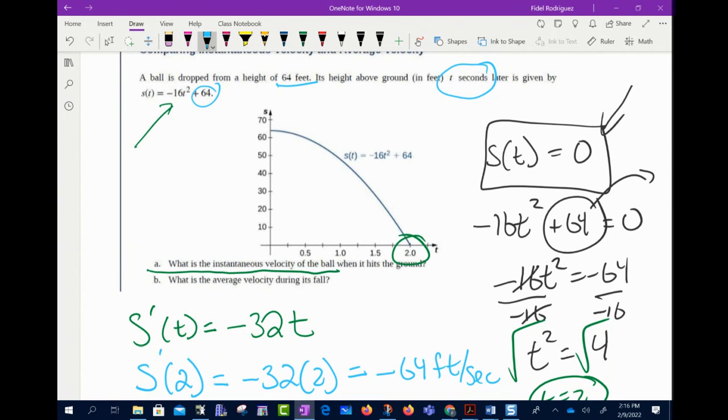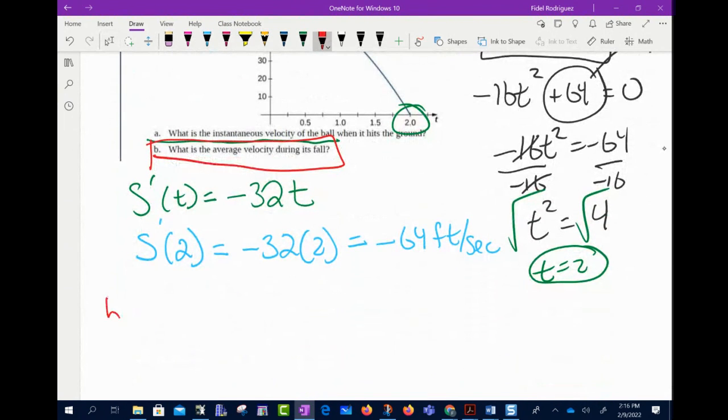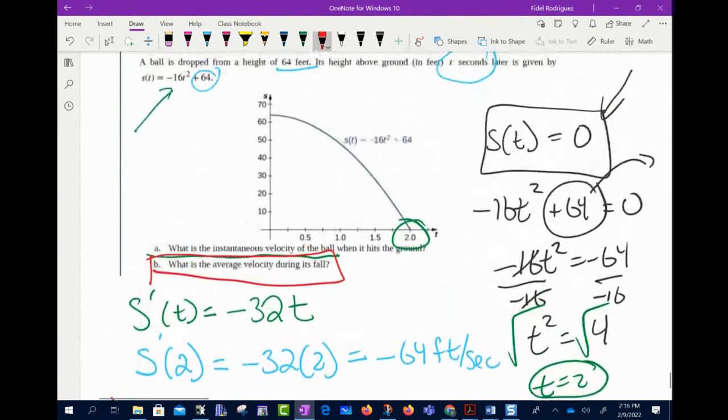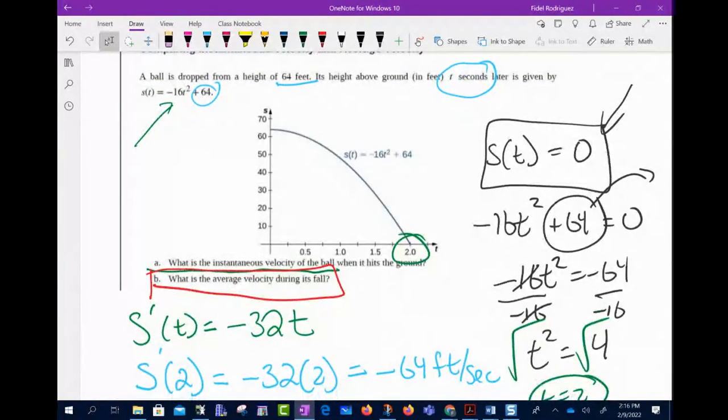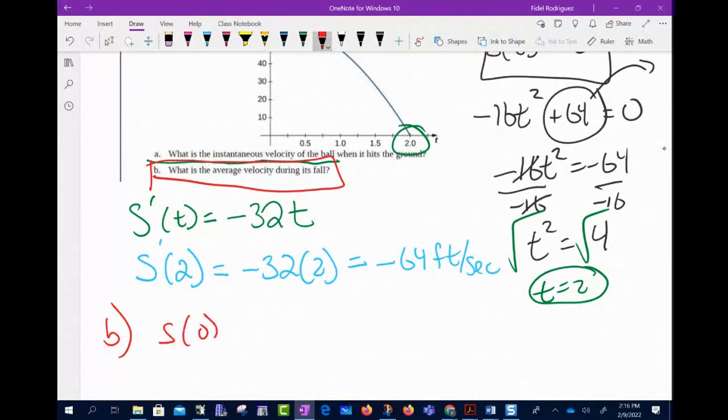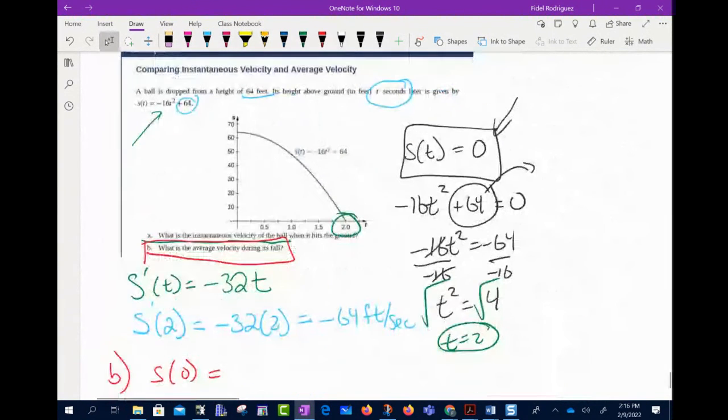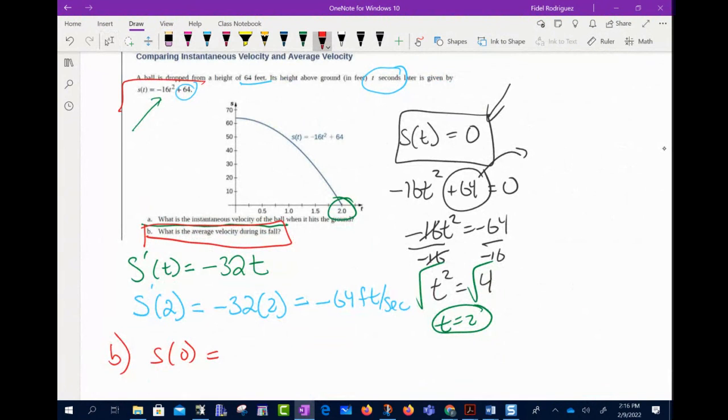Now, there is a part B, okay? Part B says, what is the average velocity during this fall? So this is what we're going to do. To find the average velocity, I'm sorry? I can't hear what you're saying. Okay, we're going to get to that part in a second. During the average velocity of its fall, kind of like the slope, we're going to find the position at 0. So remember what our equation was? Our equation was s of t equals negative 16t squared plus 64.